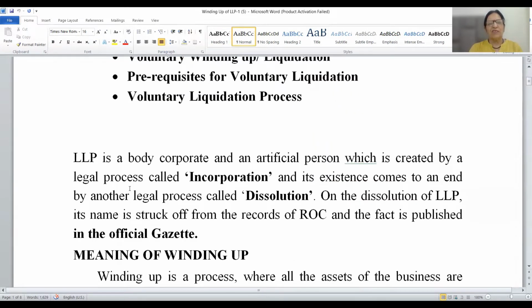Let us start now, friends. You all know the meaning of LLP. You all know, friends, that LLP is a body corporate and is an artificial person which is created by a legal process, which is known as incorporation. And this LLP comes to an end through another legal process, which is known as dissolution. And on the dissolution of LLP, its name is struck off from the records of ROC and the fact is published in the official gazette.